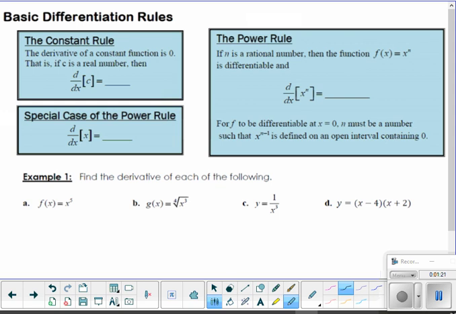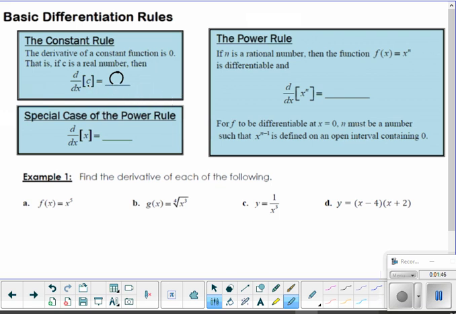So the constant rule: the derivative of a constant function is 0. That is, if c is a real number, then the derivative of c ends up being 0. Why would that be? Well, if this is my function, y equals c, how does that graph out? Well, that is a horizontal line at the height of c. And of course, we can see that the slope on that is always 0, horizontal tangent line.